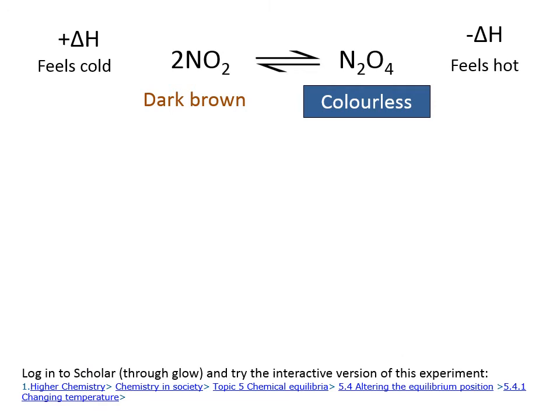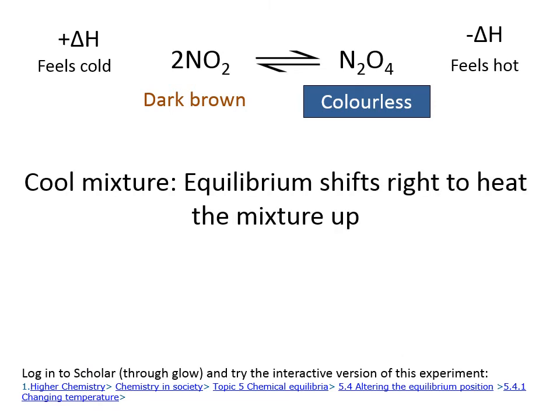So if we cool the mixture, what the equilibrium wants to do is warm it back up again. In order to do that, it shifts to the products, it shifts to the right, so that it can heat the mixture up, because that reaction naturally heats the mixture up. So if we put it into ice, the equilibrium shifts to the right, which makes it a lighter coloured brown because it's producing more of the colourless N2O4, and it does that to heat the mixture back up because we've cooled it down.